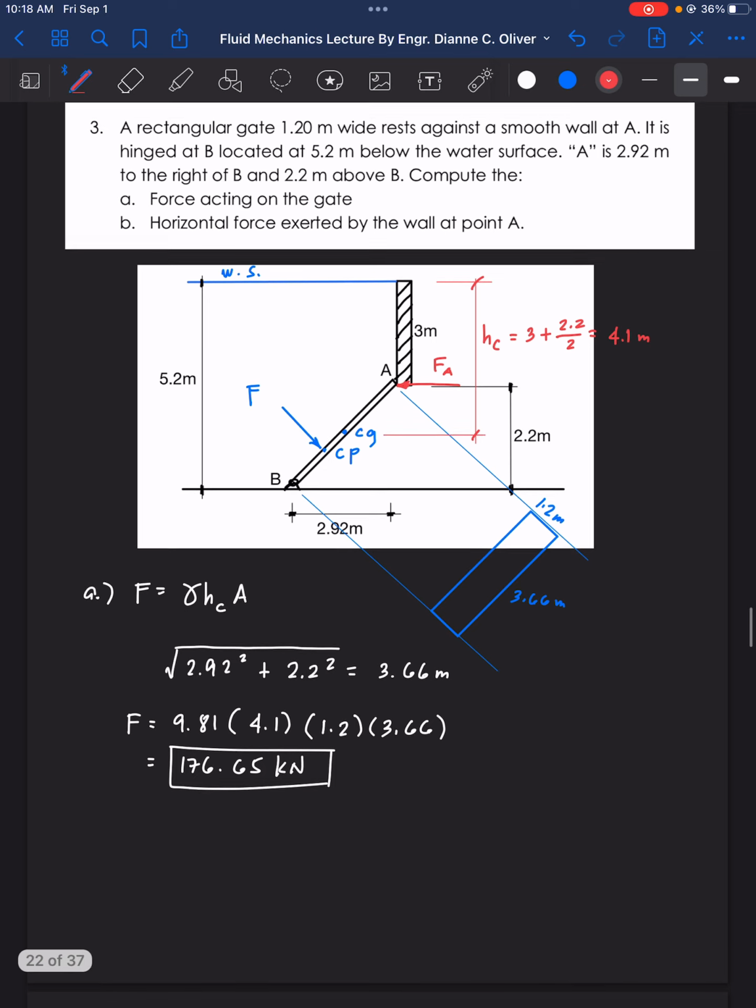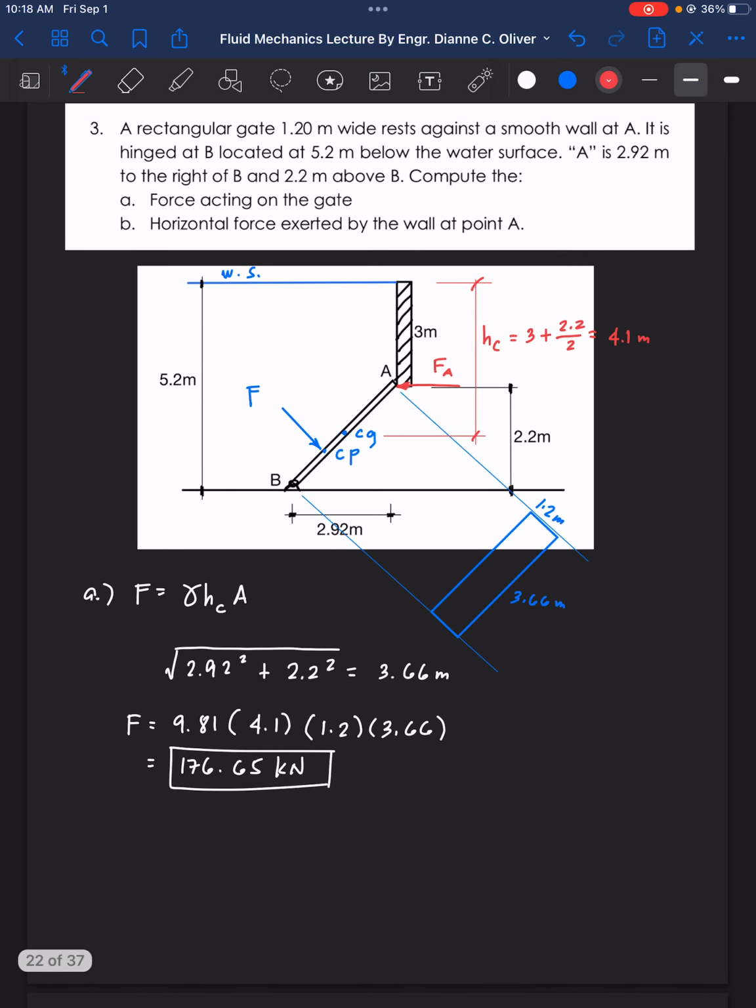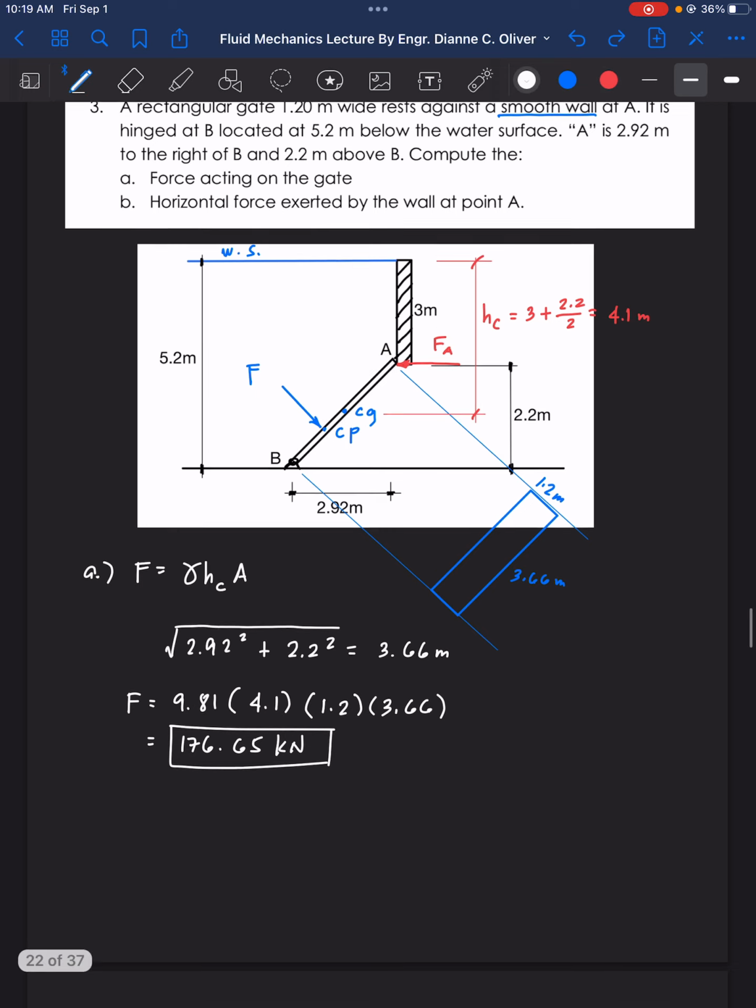Why horizontal force? Well, the wall here is mentioned as a smooth wall. So when we are dealing with smooth walls, we remove the friction, therefore there is no upward force. There is no upward force here to act as a resisting force due to friction. Therefore, since it is a smooth wall, we are dealing with horizontal force.